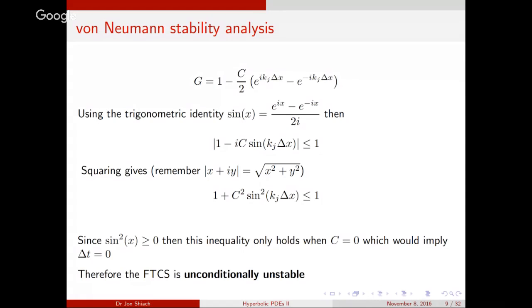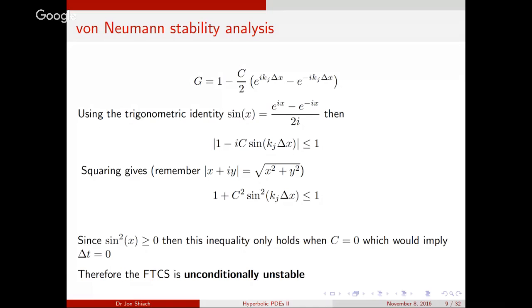C squared is always going to be a positive number, and I'm adding a positive number to 1. But I want it to be less than or equal to 1. So the only number for which c satisfies that is c equal to 0, which would imply that delta t is equal to 0. Because remember, c was equal to v times delta t over delta x. So if c is equal to 0, delta t is equal to 0, but we can't go anywhere.